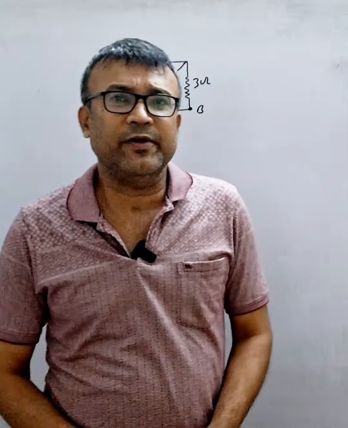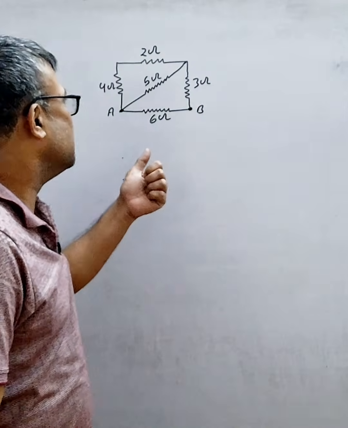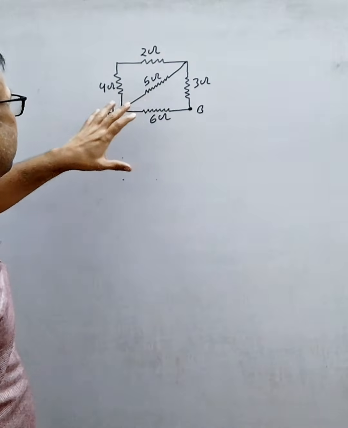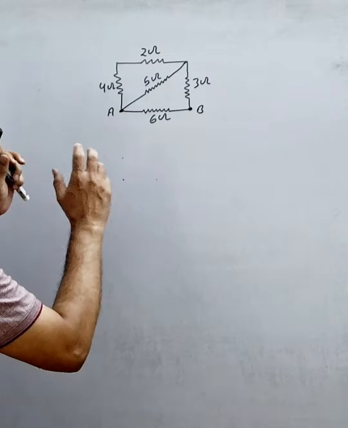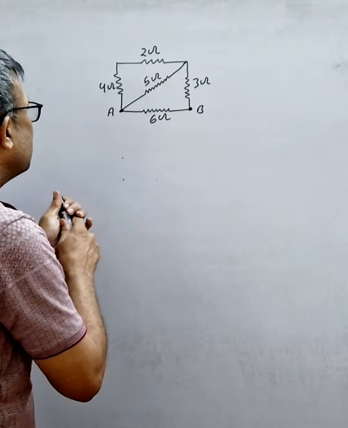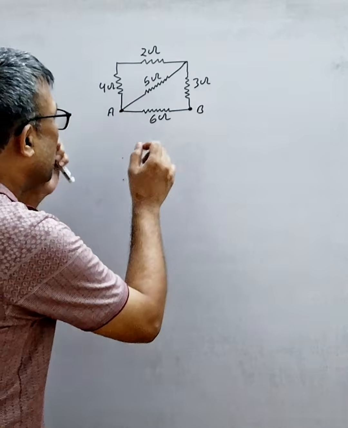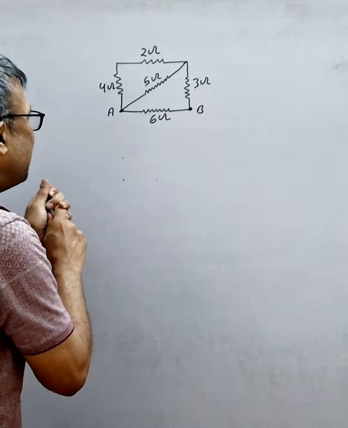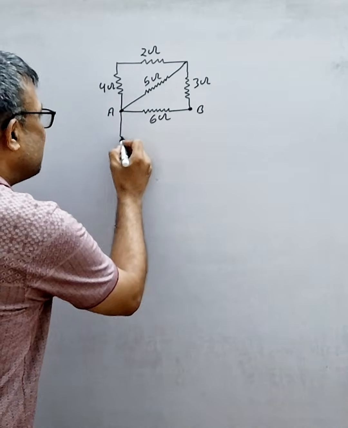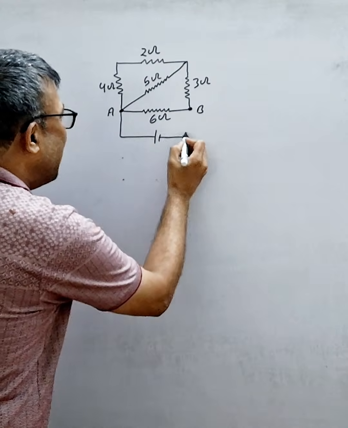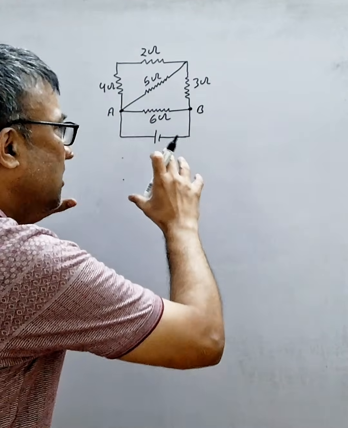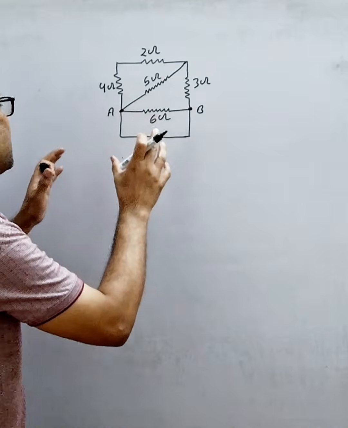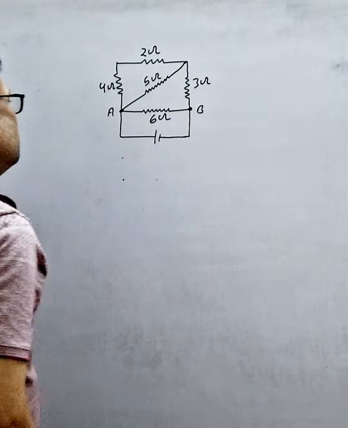On the topic of electric resistance, look at this question. There is a circuit diagram in which resistances are connected in this way. Now you have to find out the net resistance of the circuit between point A and B. It means a battery is connected across points A and B, and you have to find out the net resistance of this circuit in this case. How will you find out? Try it by yourself and then watch my solution.